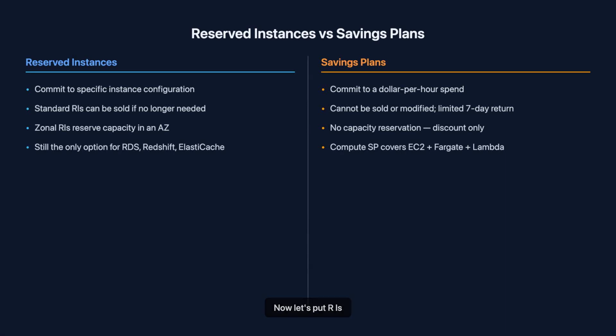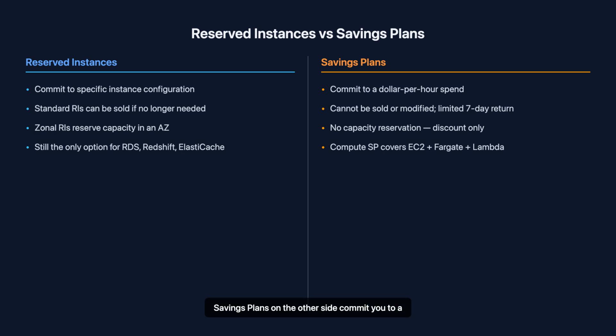Now let's put RIs and Savings Plans head to head, because both still appear in real architectures. Reserved instances commit you to a specific configuration, and standard RIs can be resold on the marketplace if your needs change. Zonal RIs, scoped to a specific availability zone, also reserve capacity, meaning Amazon Web Services guarantees a slot for that instance type. And RIs are still the only commitment model for databases like RDS, Redshift, and ElastiCache.